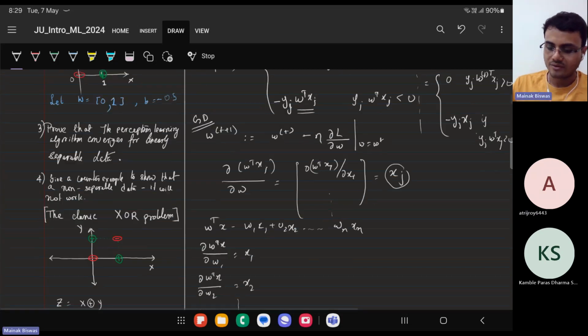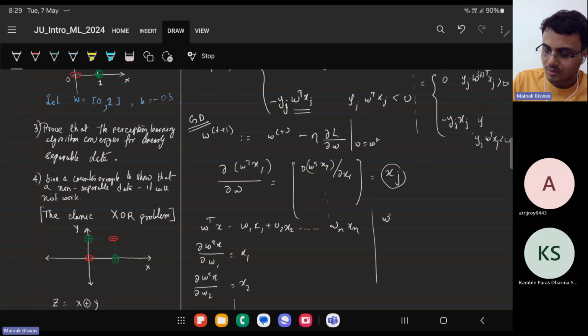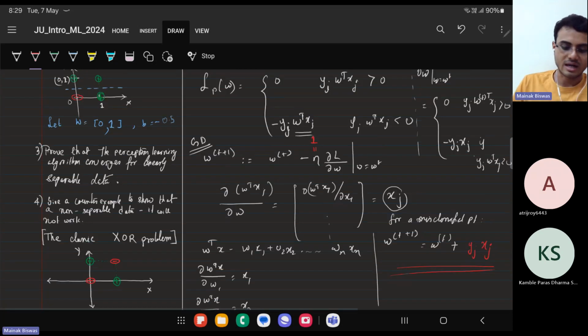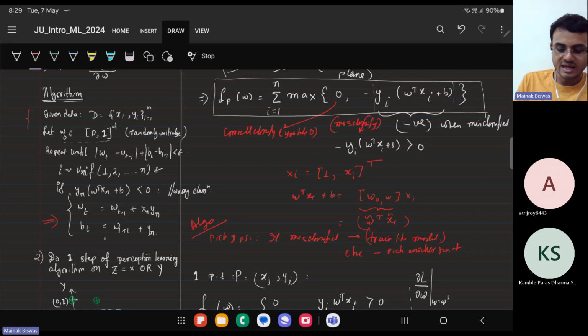Therefore, for a misclassified point, you will have wt plus 1 equal to wt plus, in this algorithm eta is set to 1, yj xj. Do you agree? And that's what I've written. I have written b separately in this case. You can also correct it and write it together as I have written now.